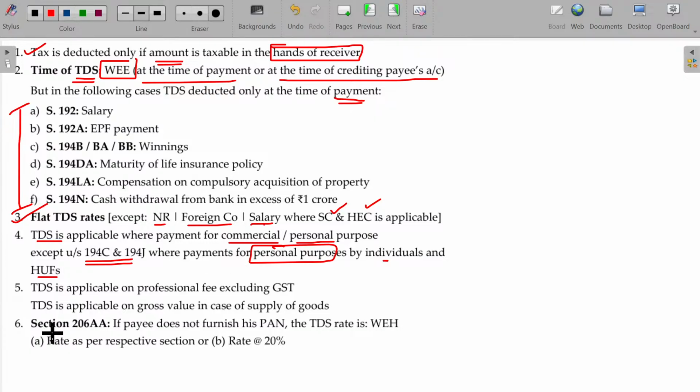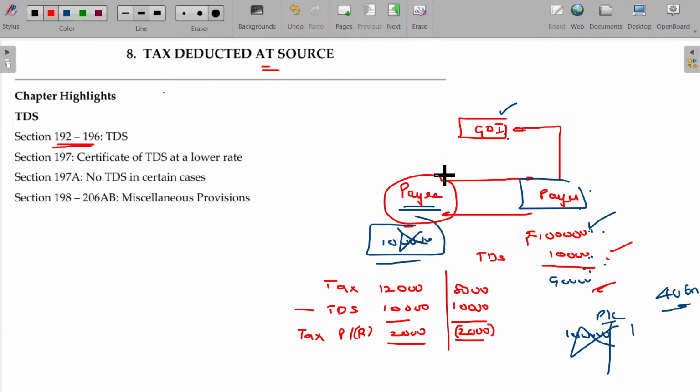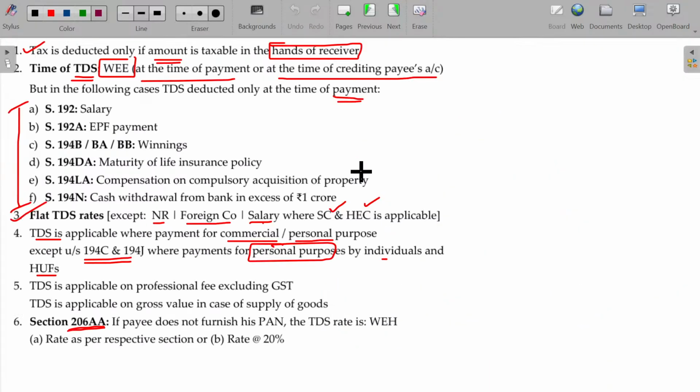So, as per section 206AA, while paying the amount to the payee, I have to deduct the TDS at the rate specified in the concerned TDS section, provided this payee submits the PAN number. If the PAN number is not submitted, then the applicable rate as per the TDS provision or 20%, whichever is higher, will be charged. So between the rate mentioned under that section and the 20% flat rate, whichever is higher will be the final TDS payable here. Is that clear?